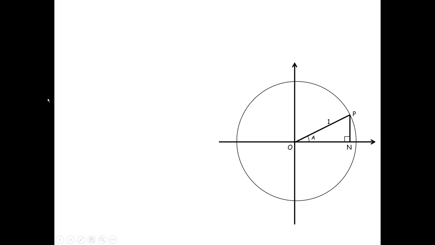So here's our unit circle, and here's an angle A. Using right angle trigonometry, we've looked at this a few times before, so O to N is cos A because it's adjacent over hypotenuse, and PN or NP is sine A, opposite over hypotenuse. So my coordinates of P are cos A, sine A.